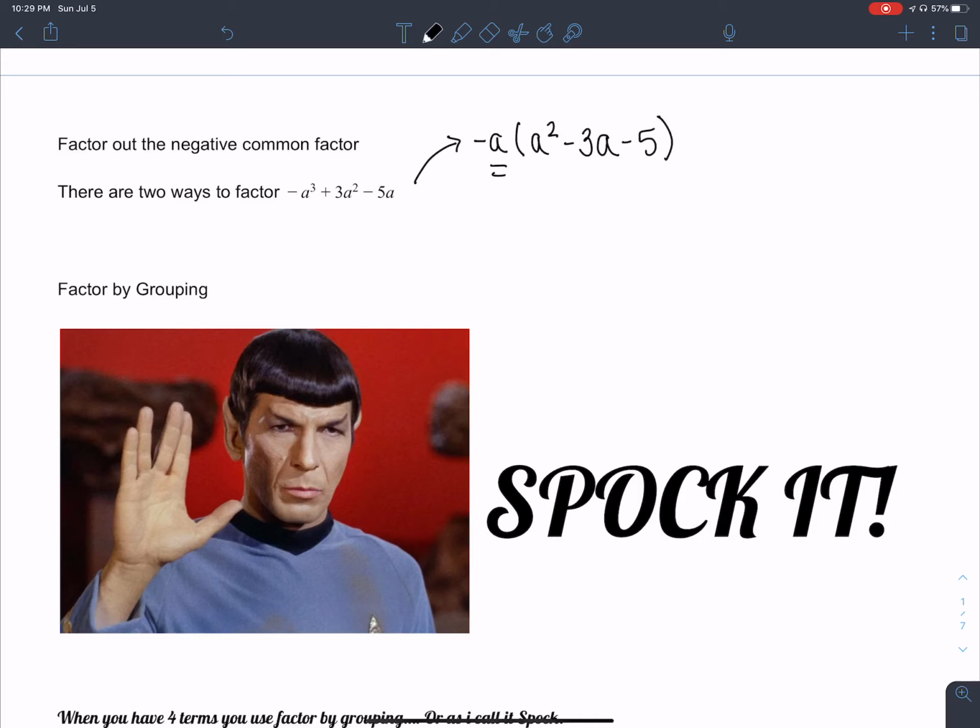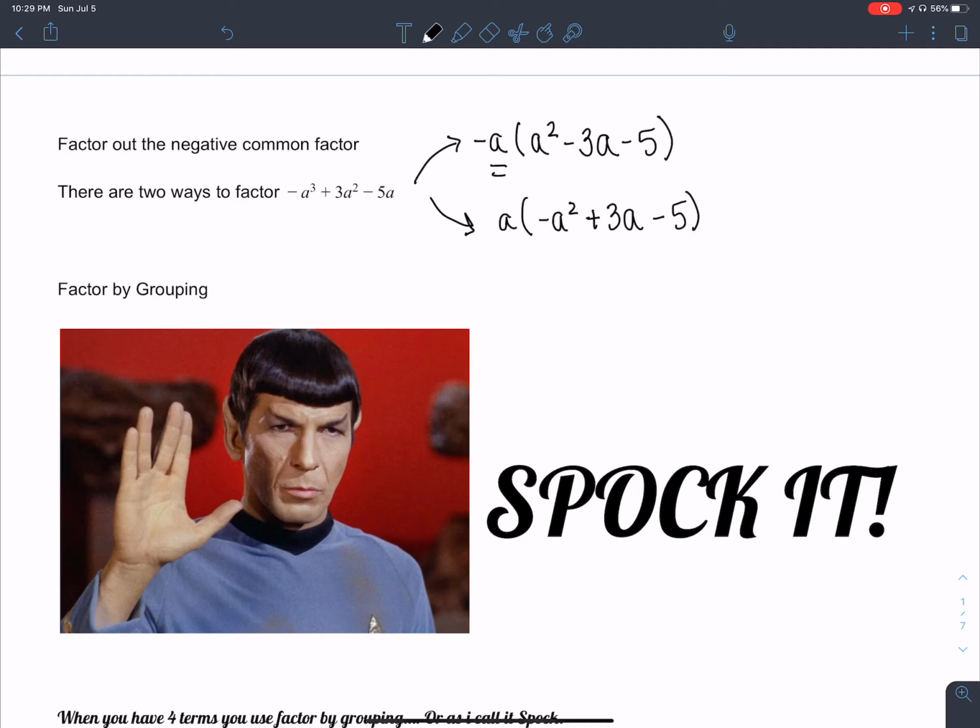Anytime there's a negative out front, I suggest you take out the negative. Now you could decide not to. You could just take out the a, which would make this negative a squared plus 3a minus 5.